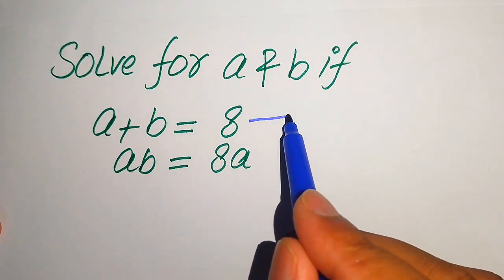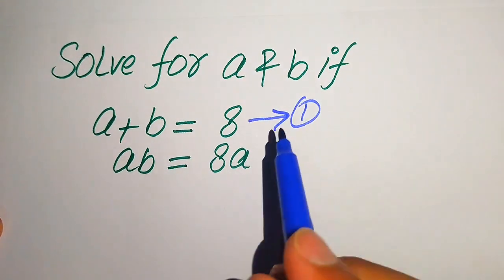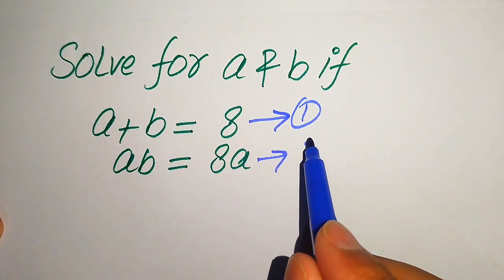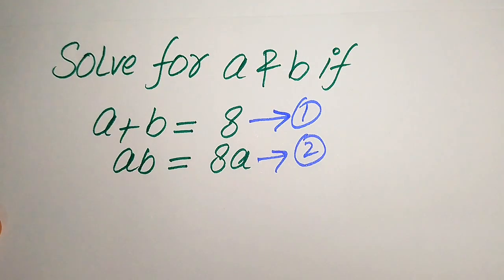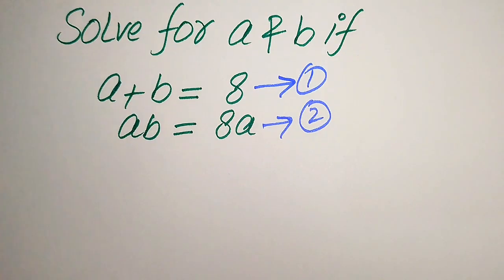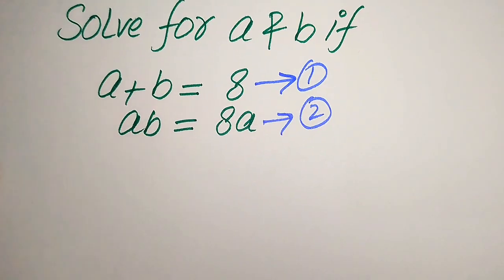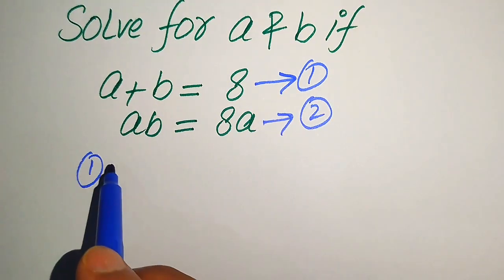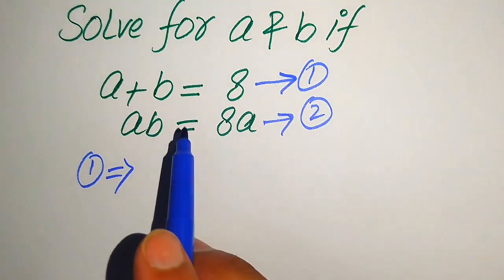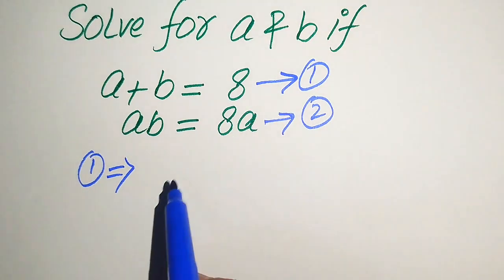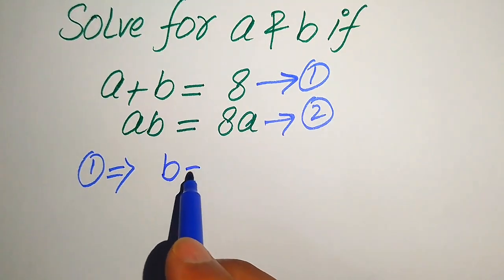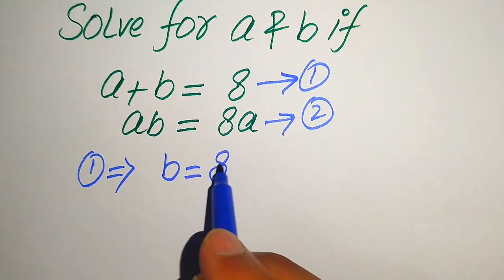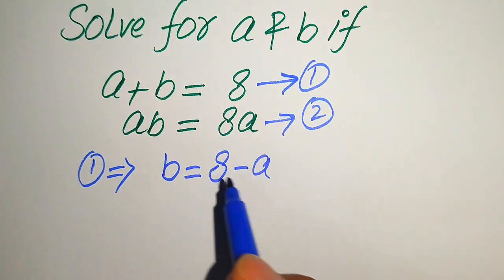First, this is our equation number 1, and this is our equation number 2. Now for the values of a and b, we first focus on equation number 1. Equation number 1 implies that we move this a to the right hand side, and we get the value of b equals 8 minus a.